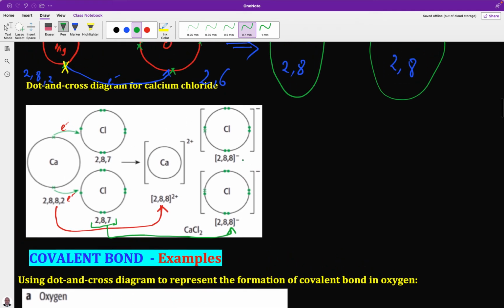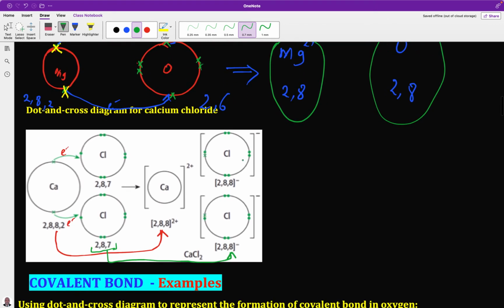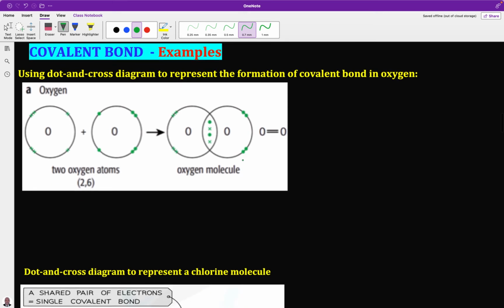Now it moves us from ionic bond to what we'll call covalent bond. These are a good example of covalent bonds. A covalent bond, using a dot and cross diagram to represent the formation of covalent bond in oxygen. Oxygen has 8 protons, implying that oxygen has 8 electrons. The first shell of oxygen will occupy the first 2 electrons. The next shell will have 6 electrons.